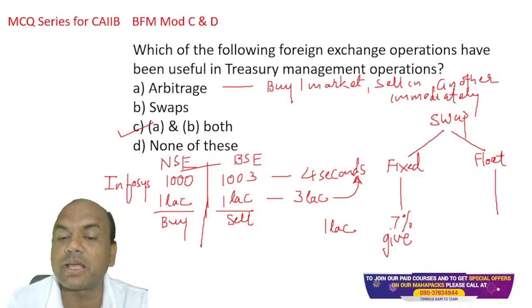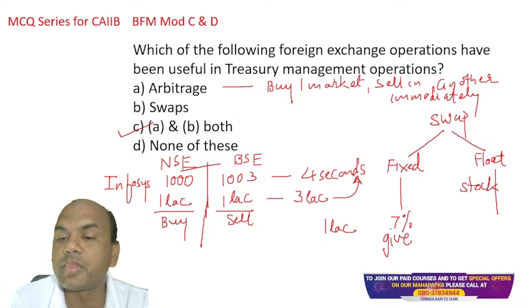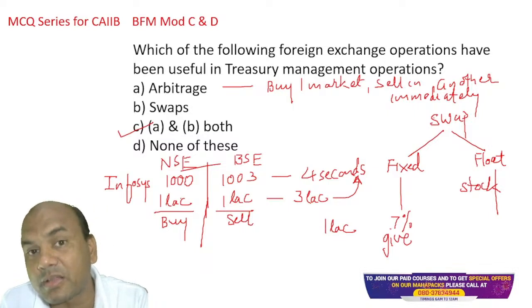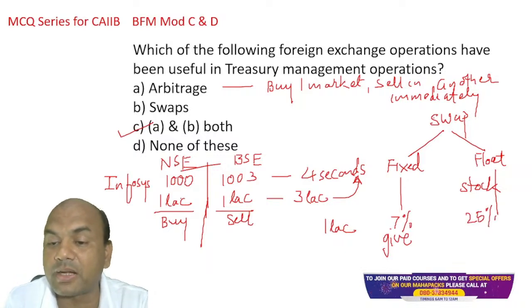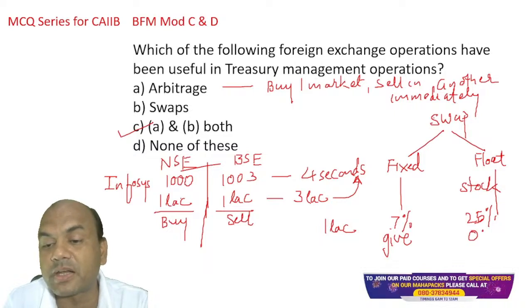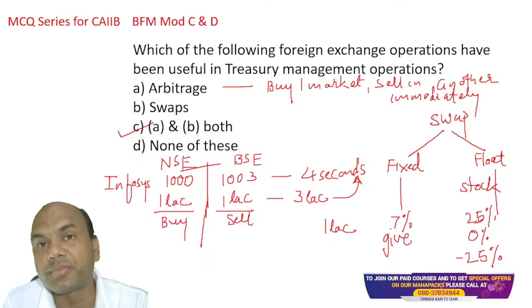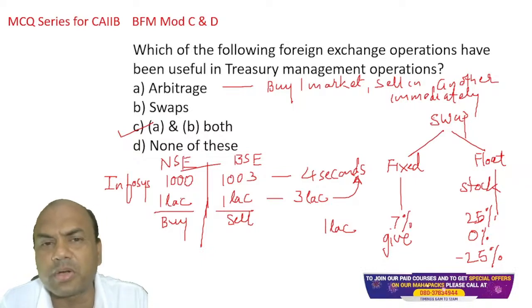And what do I do with this 1 lakh rupees? I invest it in the stock market. Here, 7% is for the year. At the year end, I may get 25% returns, because after all, it's the stock market and it can give heavy returns. Or I may get 0% returns. Or I may get minus 25% returns, as stocks might go down. So this is floating, and the other is fixed. A swap always has two legs, one fixed and another floating. Now this swap can be of various types: currency swap, interest rate swap, commodity swap, anything.